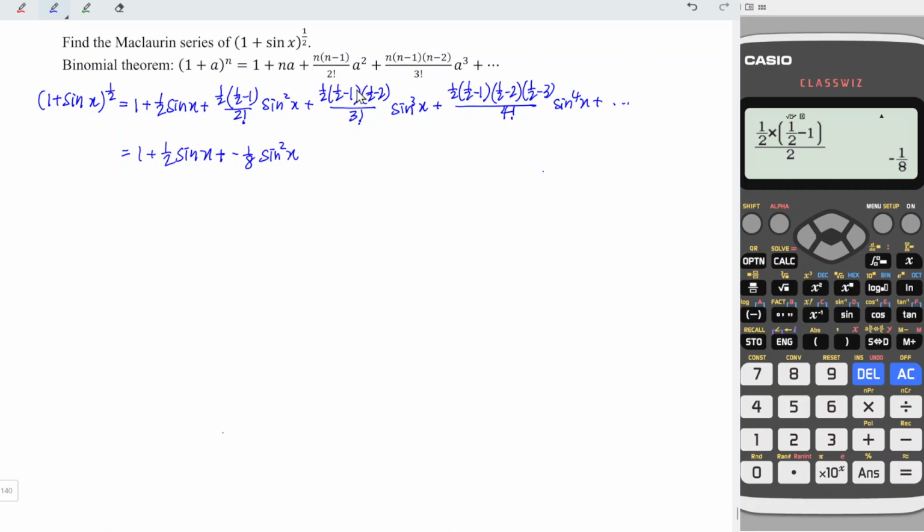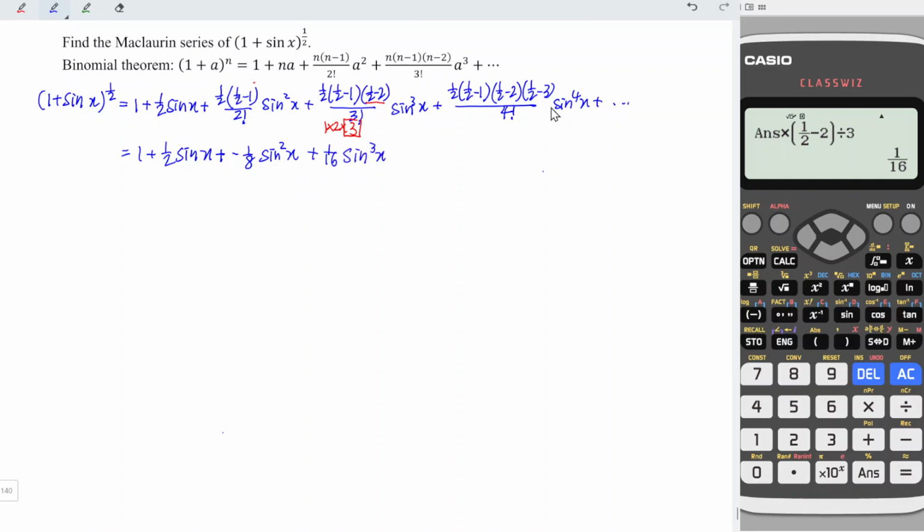And for the next term, we don't have to re-enter everything again. We just have to enter the extra part. Compared to the previous term, we already entered 1 over 2, 1 over 2 minus 1, and 1 times 2. Next, we have the extra 1 over 2 minus 2, and this is 1 times 2 times 3, which means that the extra term is 3. In other words, we just take the answer and times bracket 1 over 2 minus 2, and divide by 3, and we should obtain the correct value, which is 1 over 16, and we plus sine cubed x.